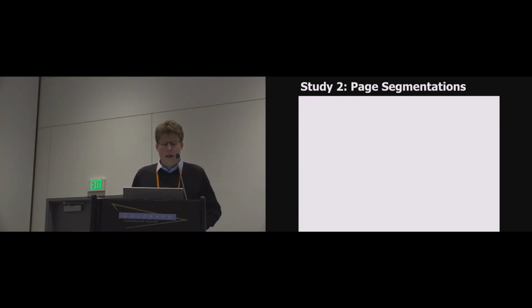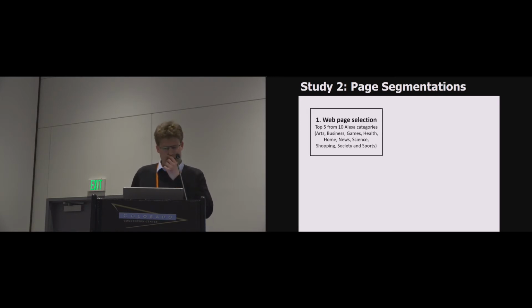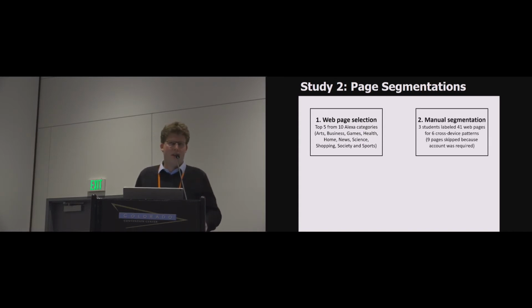So the second study is essentially trying to automate this and using humans, because there's a lot of semantic stuff in my patterns that are difficult to just write code for. So I actually hired 3 students. They were very familiar with the patterns that I described earlier, and they tried to apply these patterns, manually segmenting the top 5 pages from 10 categories from the Alexa top 50. Labeling, in the end, 41 pages, producing about 1,000 labels so that we can actually learn a little bit more.